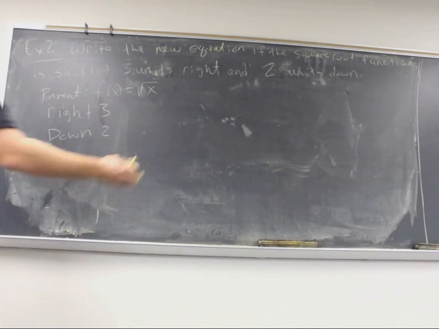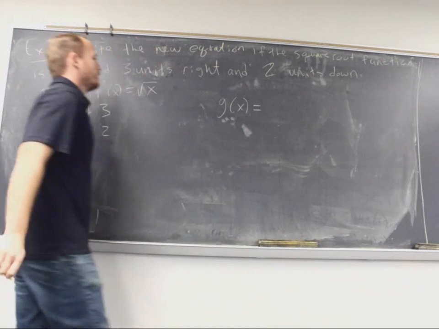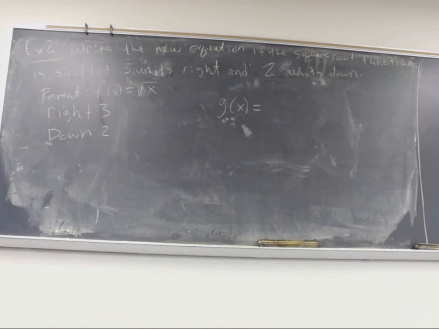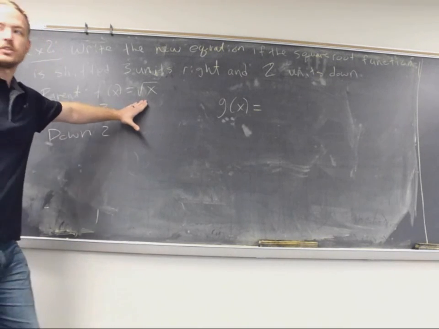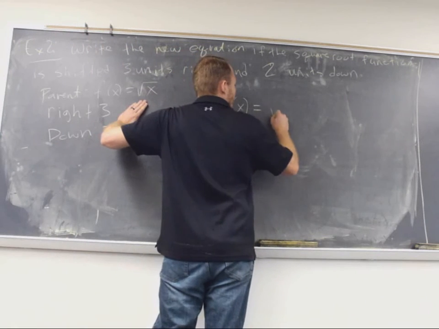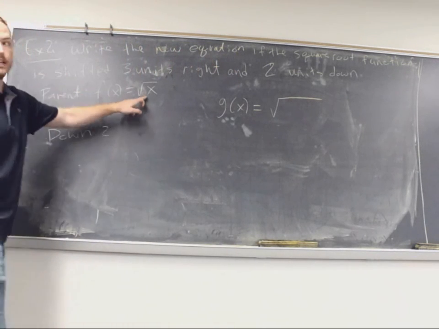So let's call our new function g of x, and it's going to have an equal sign in there, so we're on the right track so far. Now we know we're going to have a square root in there, so let's go ahead and write that. Give ourselves some room here, make it kind of big. I know there's going to be an x in there.